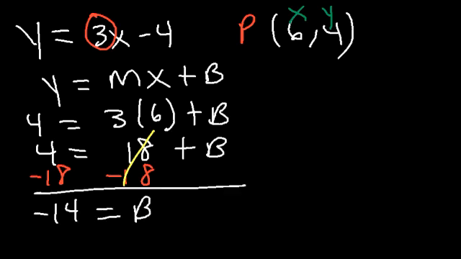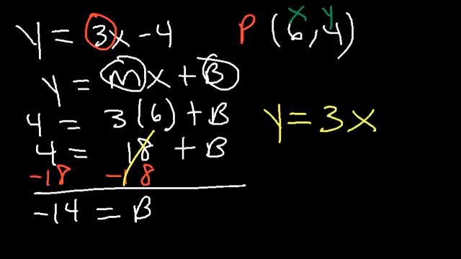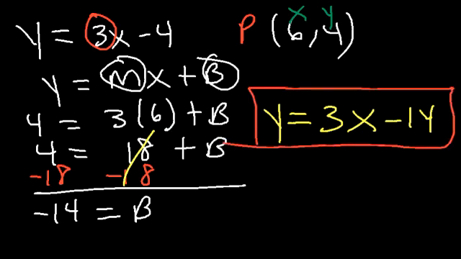So now we can write the equation of the line. Let's plug in m and b. m is 3, so y is equal to 3x minus 14. And so that's how you can write the equation in slope-intercept form.